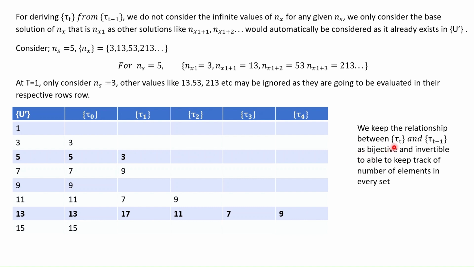We want the relationship between tau sub t and tau sub t minus 1 to be bijective and invertible. Now why do we want that? To be able to keep track of number of elements in every set, because that is the strategy we intend to use.